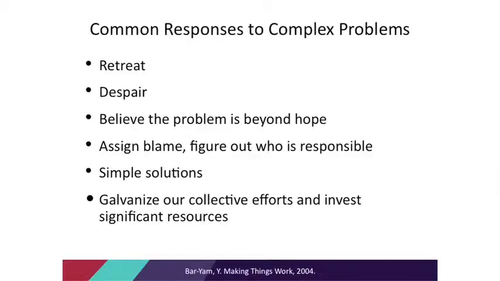So if we start with the notion that it's complex, we don't actually have a lot of data that characterizes these different aspects, and that might be one form of data that we need to be thinking about: empirical data that helps us understand the nature of the complexity. We rarely do that, but we're going to start with that complexity as the starting point. So what are the common responses to complex problems? Well, you're familiar with them: retreat, despair, believing the problem's beyond hope, assigning blame. We do that all the time in the media. Simple solutions, and occasionally we'll galvanize our collective efforts and invest significant resources.